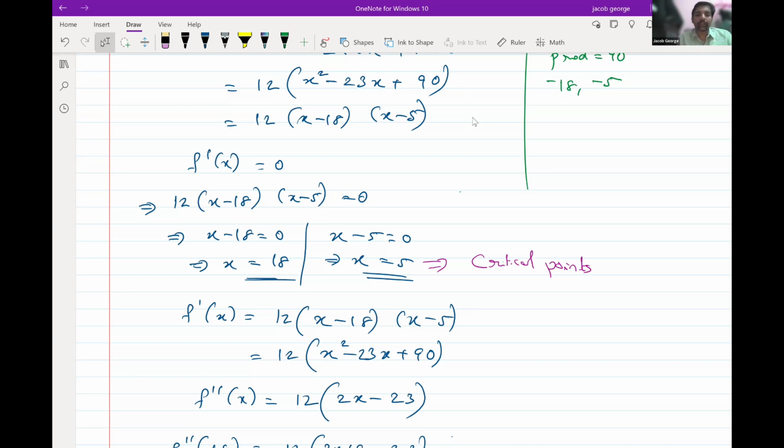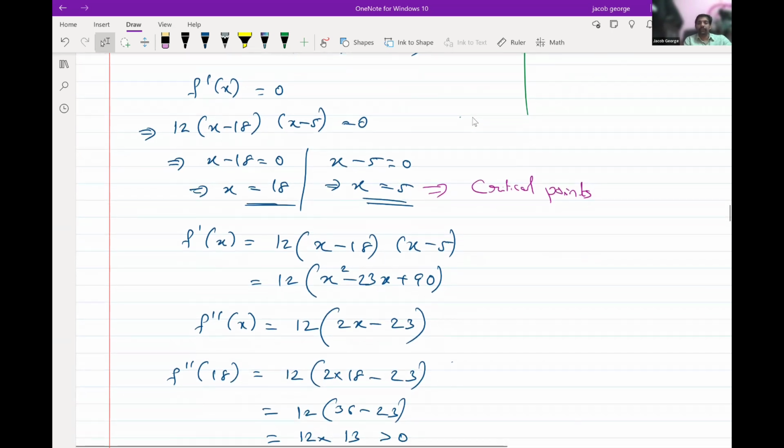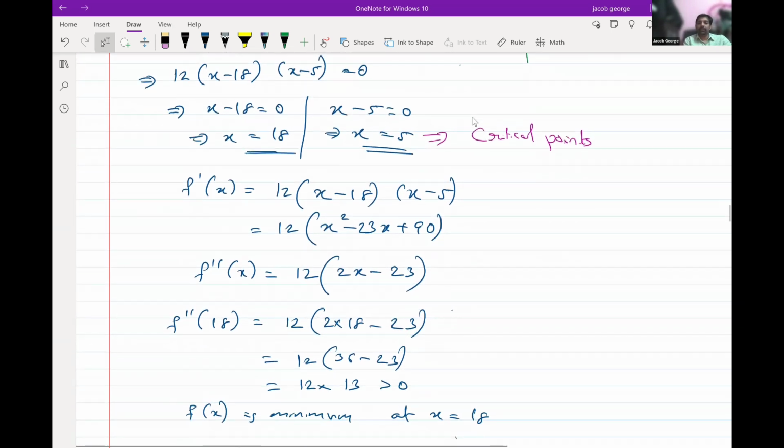Now to the second derivative, you will substitute x equal to 18 and x equal to 5. When you substitute 18, we get second derivative as positive. Positive means f of x is minimum at x is equal to 18. Clear? F of x is minimum at x is equal to 18.